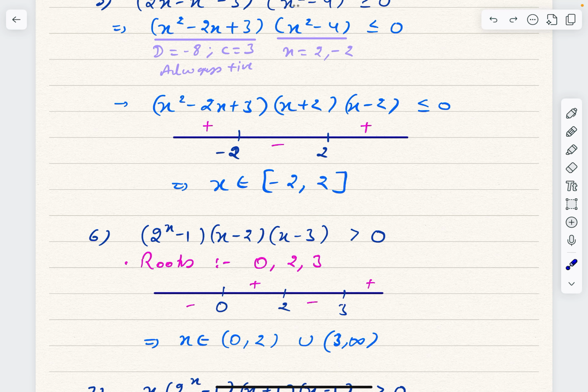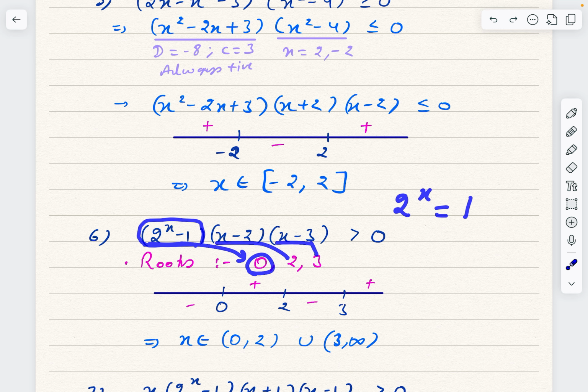Let's start the discussion. See, the concept will be the same. We have to find the value of x for which this bracket is 0. That will be counted as a root. So 2 power x minus 1 will be 0 when 2 power x is equal to 1, and 2 power x will be 1 when x is 0. So root here is 0. Here is 2. Here is 3.